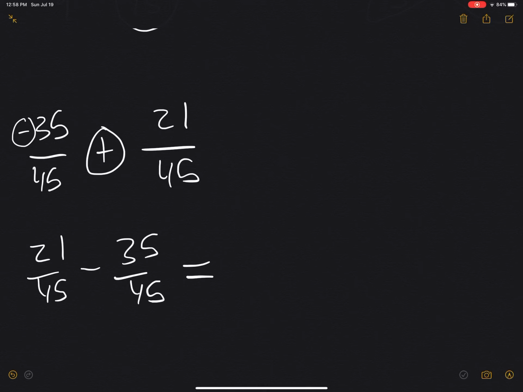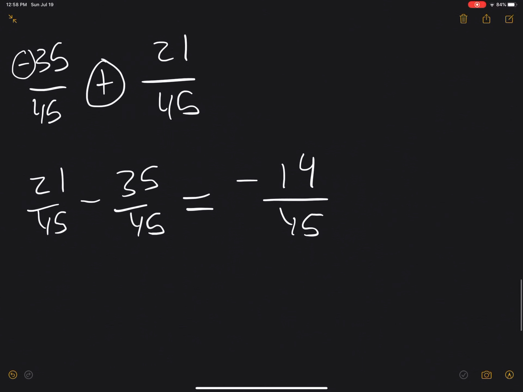I see 35 is bigger, so I'm going to end up with a negative sign. I know I have 45 in the denominator, and 35 minus 21 is 14, so that's 14 over 45. I look to see whether I should simplify or not. Can't divide them by 2, can't divide them by 7, so that must be a fully simplified answer.